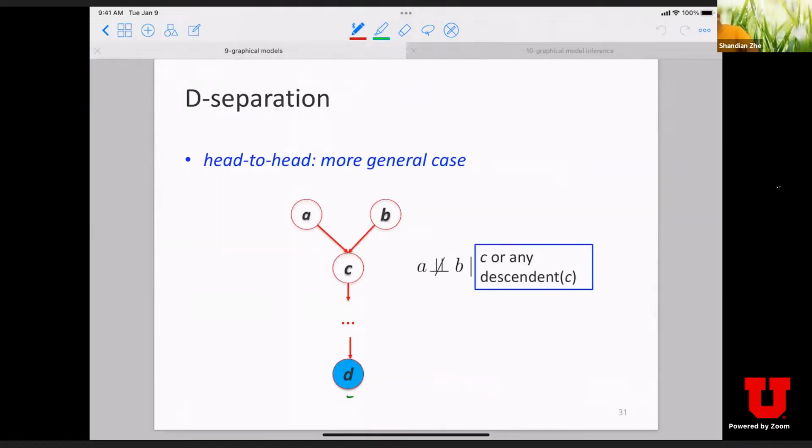In general, if you have this head-to-head structure, and given this descendant of C, meaning that starting from C, you point to the next variable, and that variable points to the next variable, if any descendant of C, say D, is observed, then conditioned on C or any descendant of C, A and B are not conditionally independent. And you can show this result with the same analysis idea we just discussed. Okay, any questions so far?